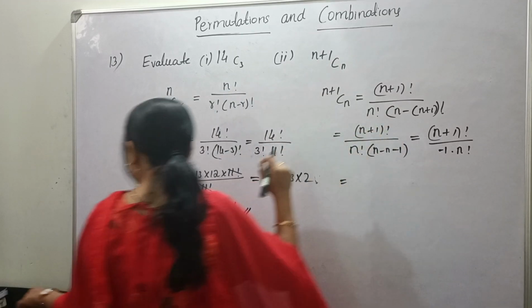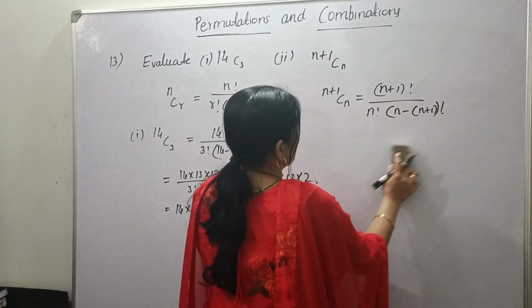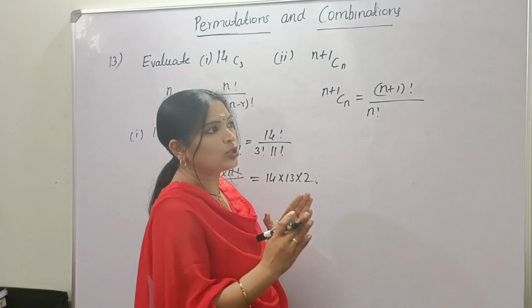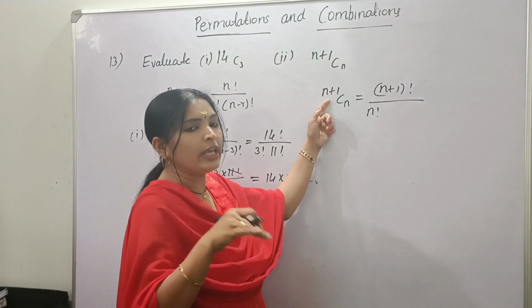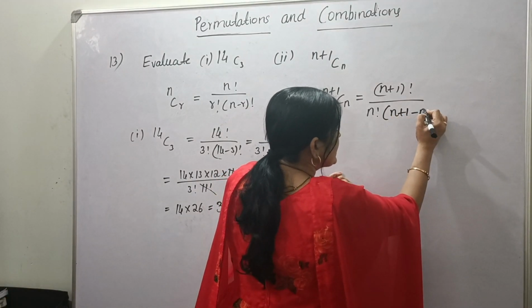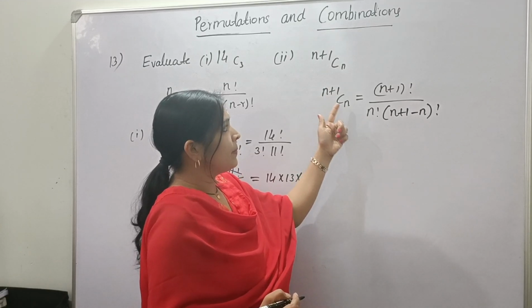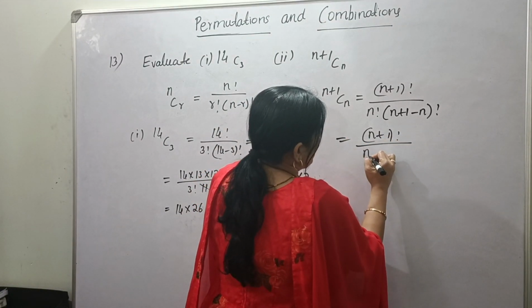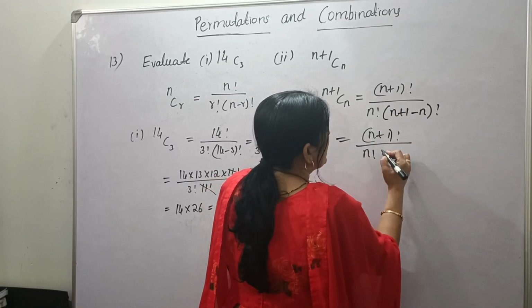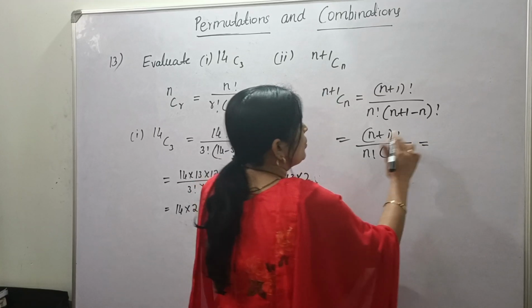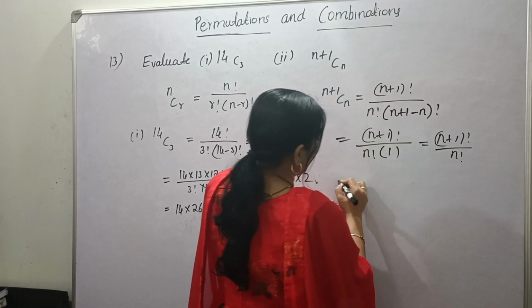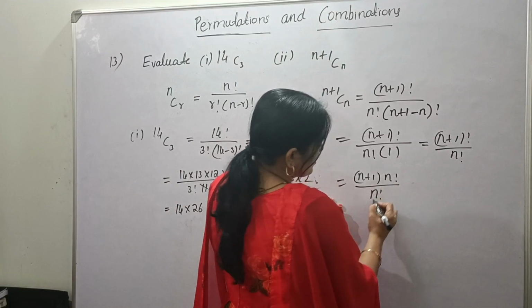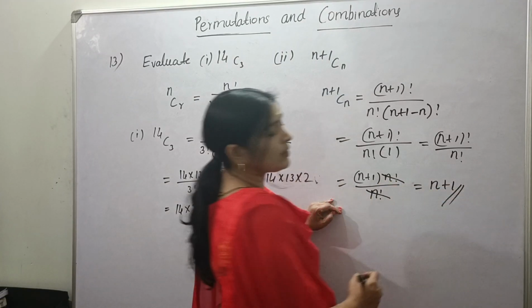Sorry, I have made a mistake here. See, NCR is n factorial divided by r factorial into n minus r factorial. Here n is nothing but n plus 1, so in place of n plus 1 minus r, n plus 1 minus n factorial. That is equal to n plus 1 factorial divided by n factorial. Here n minus n cancelled, so only 1 remains. That is equal to n plus 1 factorial divided by n factorial. Here n plus 1 factorial can be written as n plus 1 into n factorial, divided by n factorial. So this n factorial is cancelled. So n plus 1 is the answer.